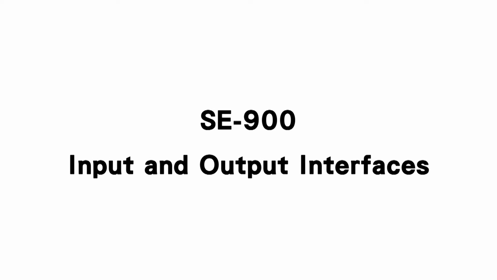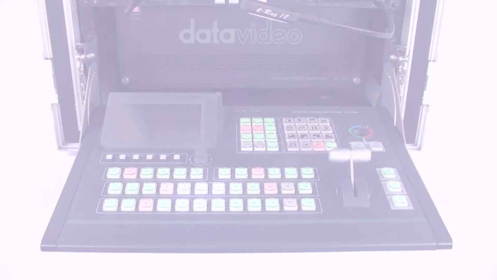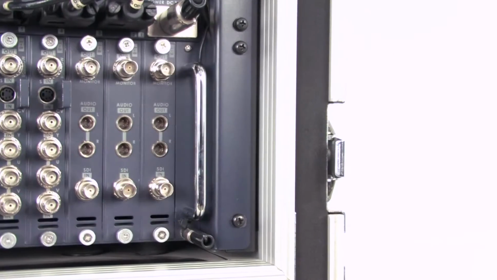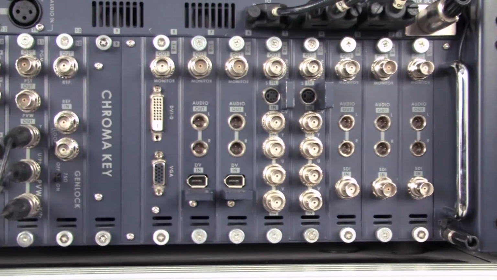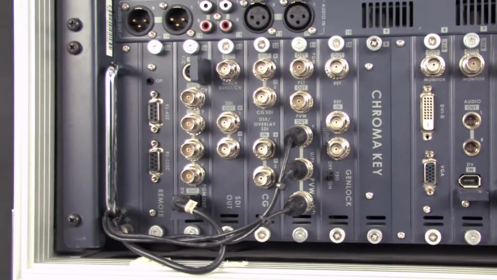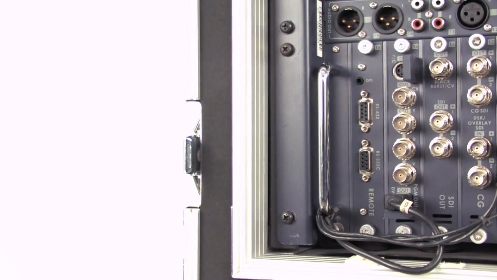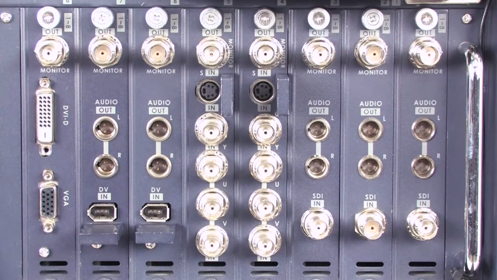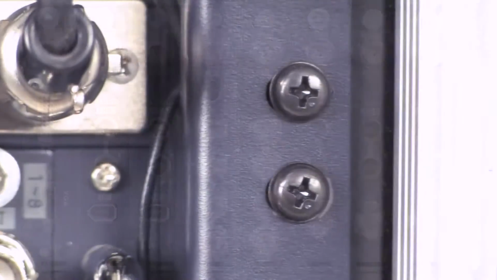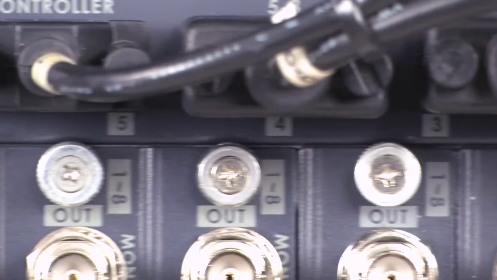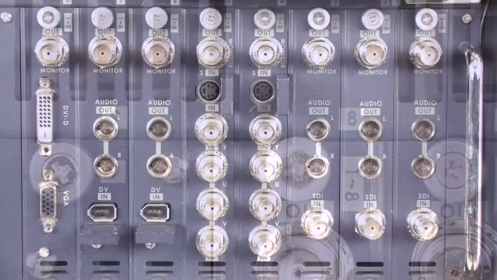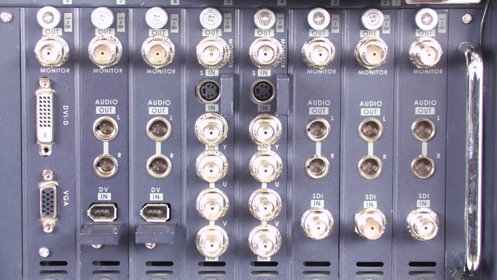Input and output interfaces. Now that you have familiarized yourself with the control panel and its various keys and functions, we will introduce SDI-900's input and output interfaces on the rear panel. At a glance, you can see that all the input boards are inserted in slot numbers 1 to 8. Each input card has a built-in composite video monitor output that conveniently allows every input signal quality to be tracked.